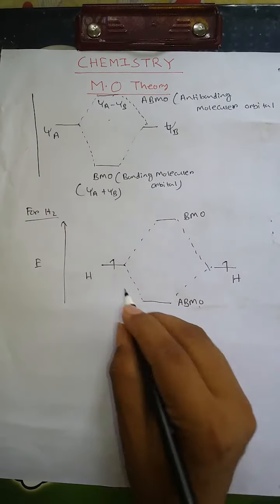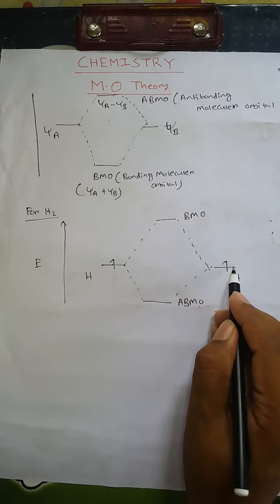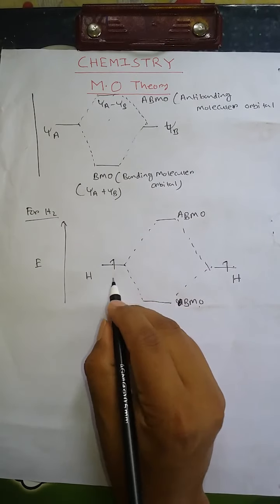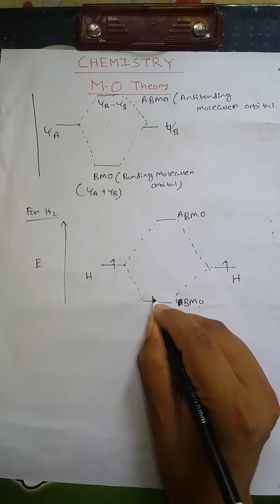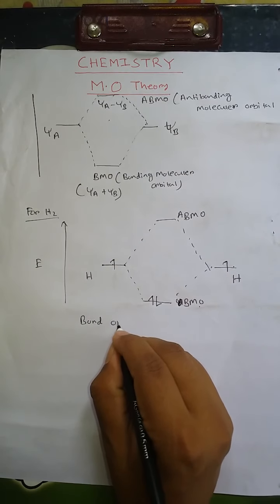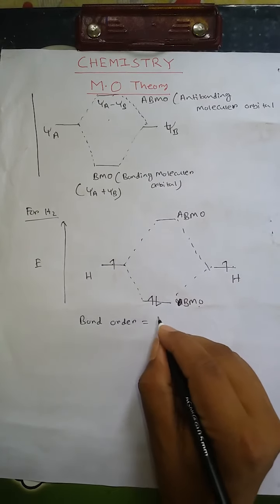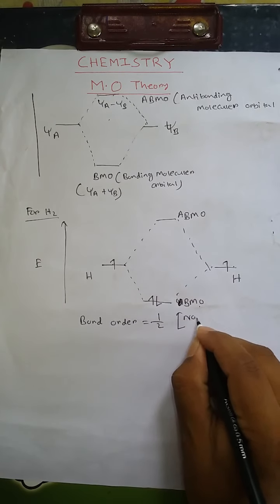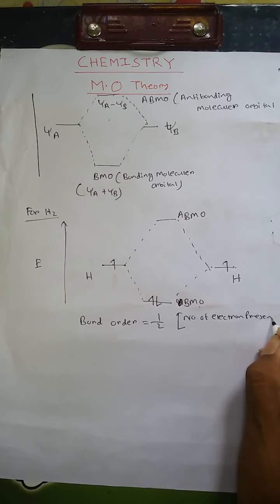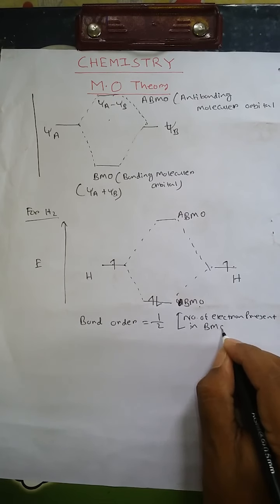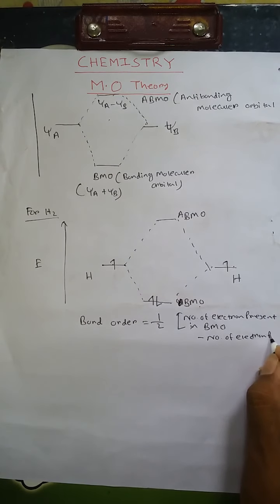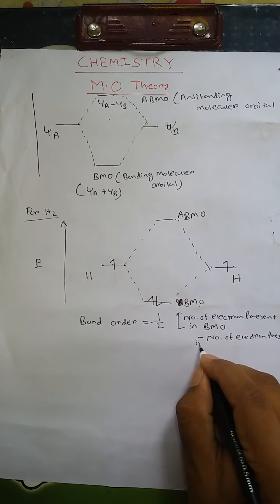So two electrons are present. This is BMO and this is ABMO. When two electrons are present, both electrons are placed in the BMO. Clear? So here bond order equals half into the number of electrons present in BMO minus the number of electrons present in ABMO.